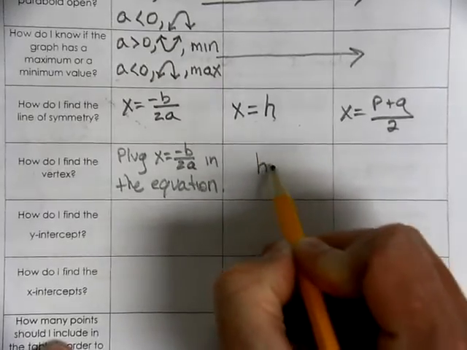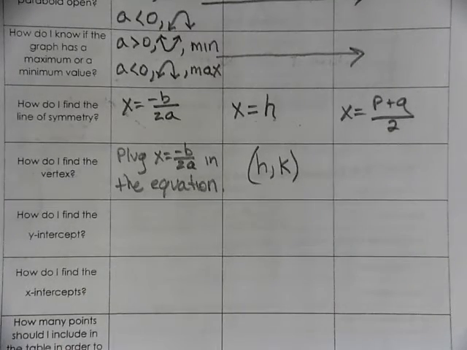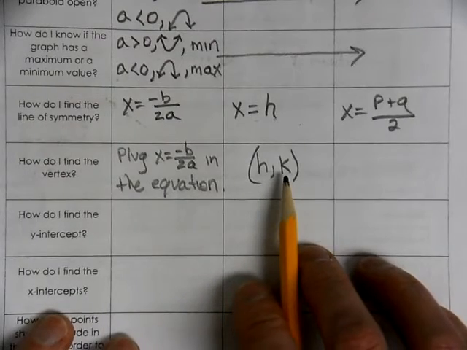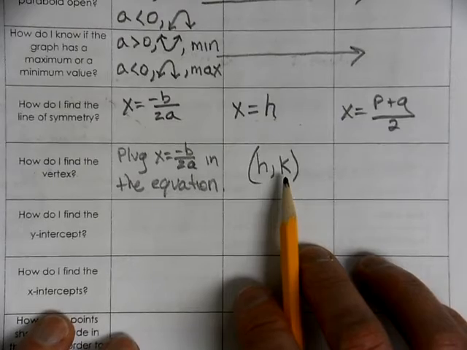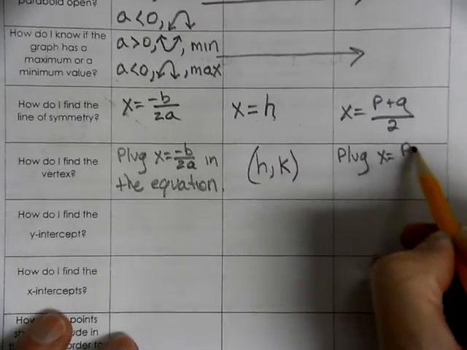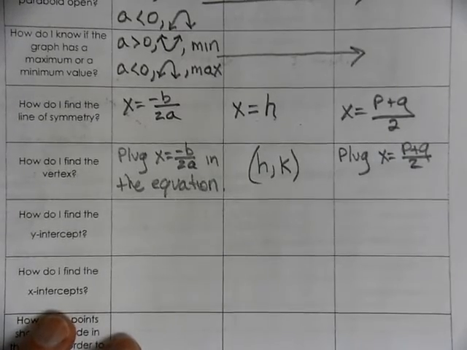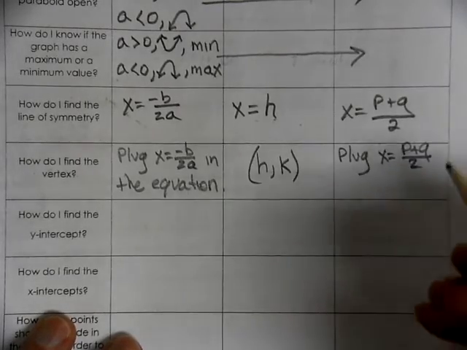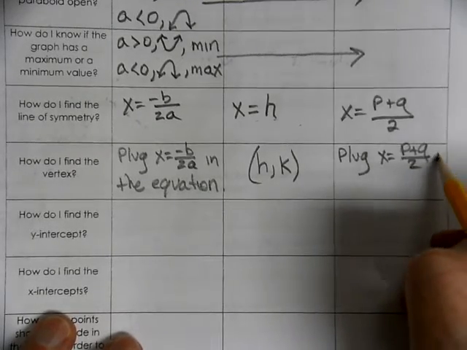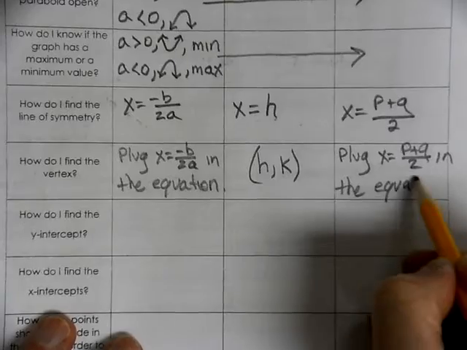Of course, the vertex for vertex form is pretty simple. You just take the formula, you take your h term, which is always the opposite of what's inside the parentheses, and you take your k term, exactly the way it's written, right here. For intercept form, we're going to plug x equals p plus q divided by 2. We're going to plug that into the equation.